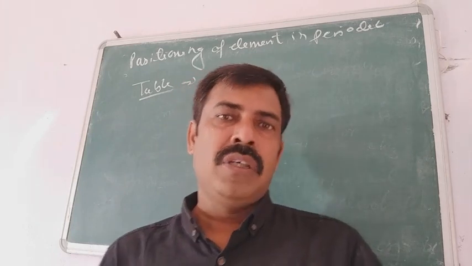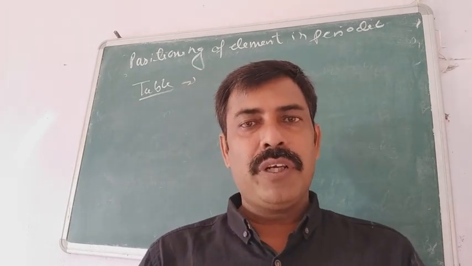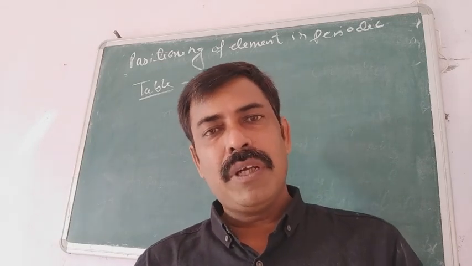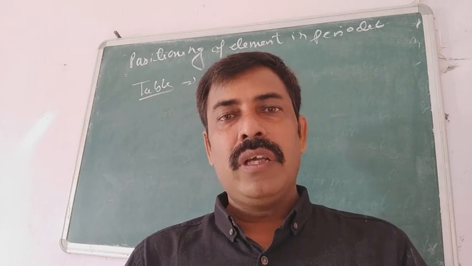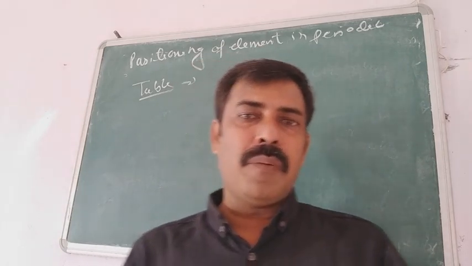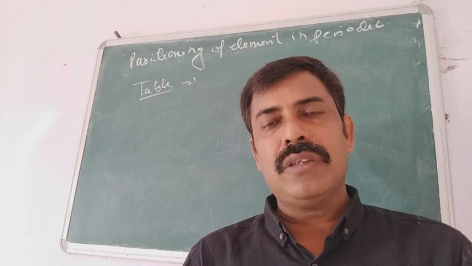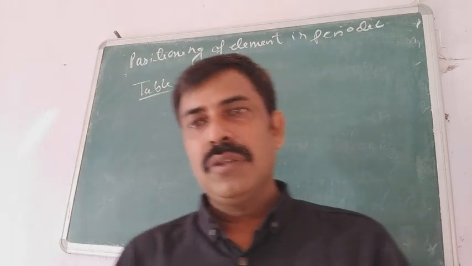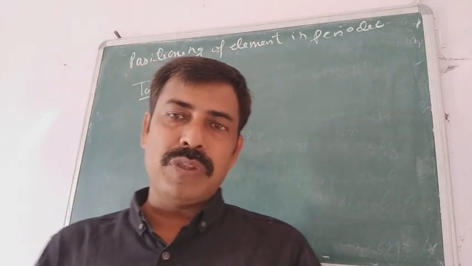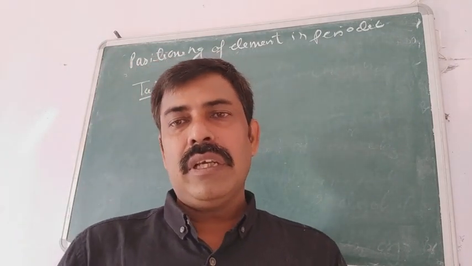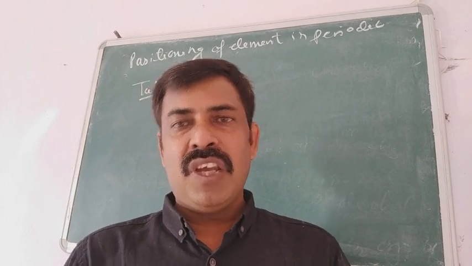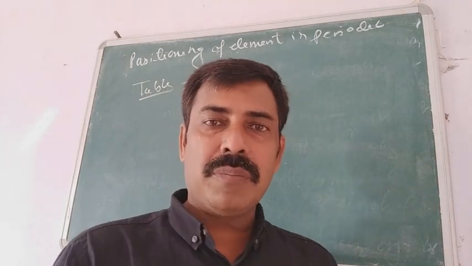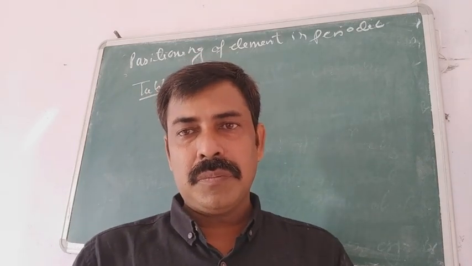When we discuss the modern day periodic table, I have said that it is based on the atomic number as well as on electronic configuration. So it is the atomic number and the electronic configuration on the basis of which we are going to position the elements in the periodic table. We will see how to position the elements, and for that we will have to discuss the position of the element on the basis of their atomic numbers.